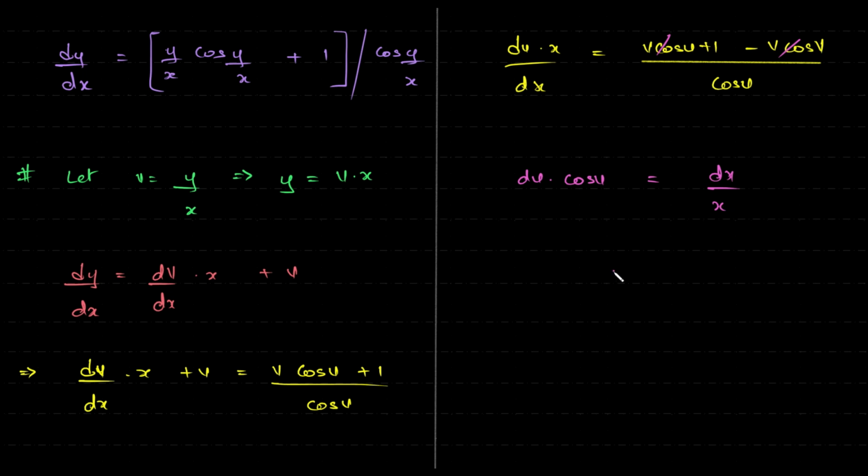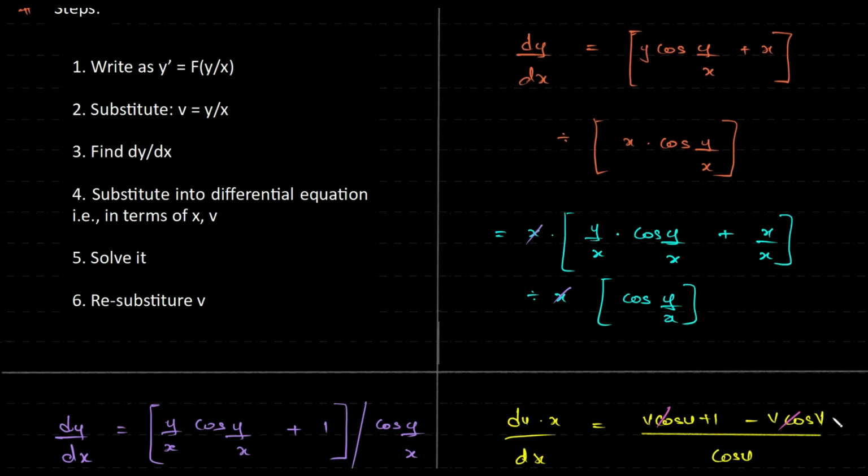And after this, you guys know what to do, right? Normal integration, all of that. So the final answer looks like sine of y by x is equal to log of a constant c into x, and that's your answer. This is the general solution.